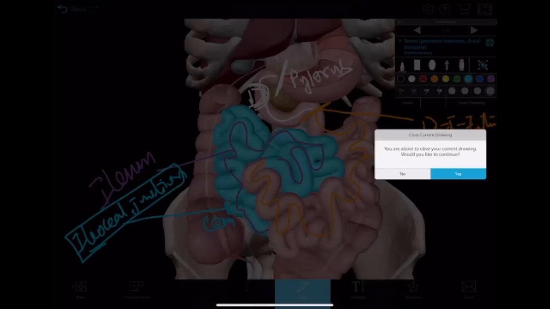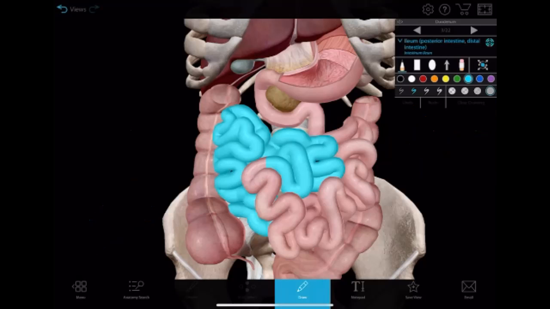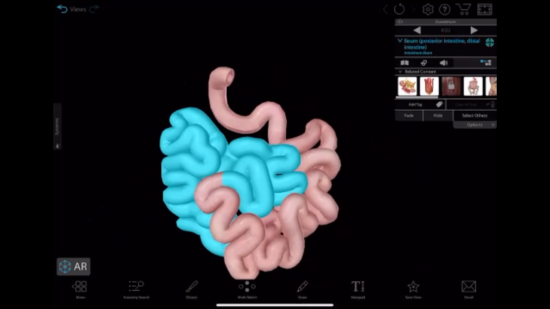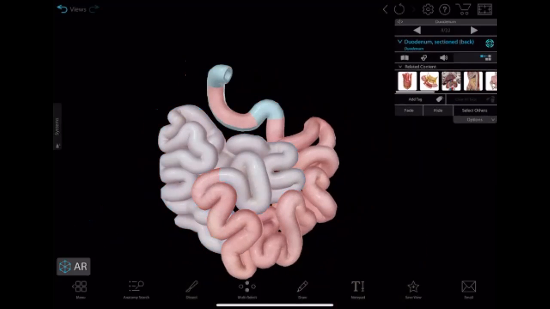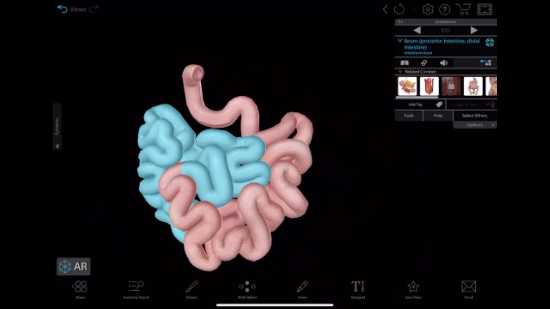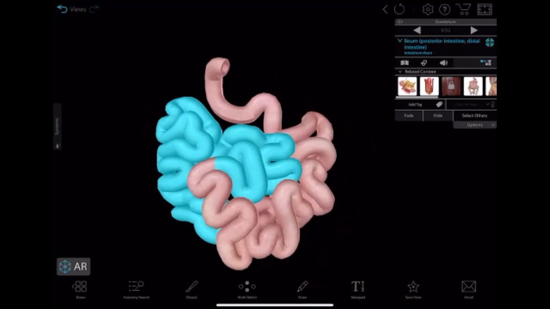You see, this one is the duodenum, this is the jejunum, and this is the ileum. So this is the small intestine. The jejunum and ileum are called the small bowel.